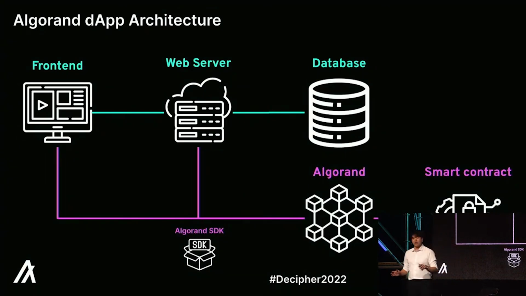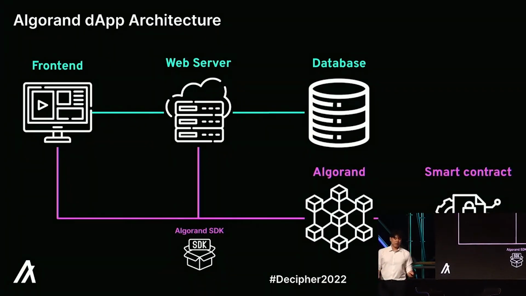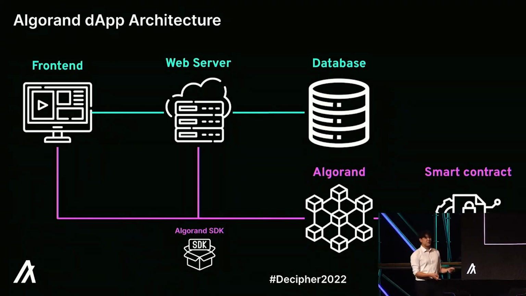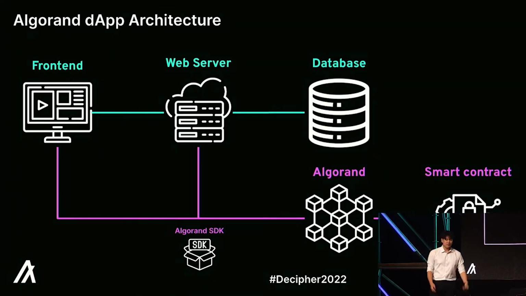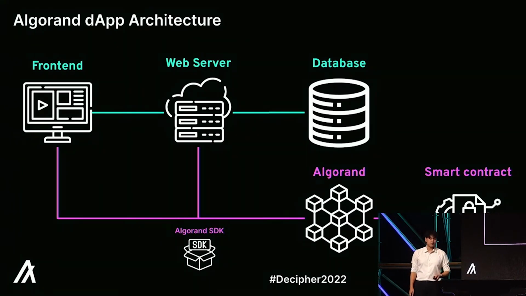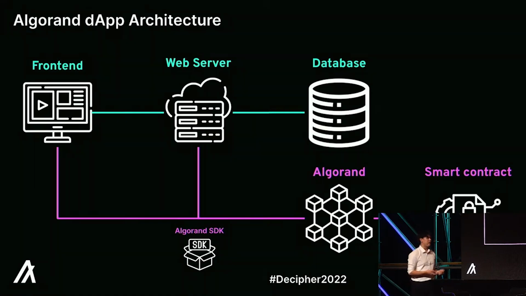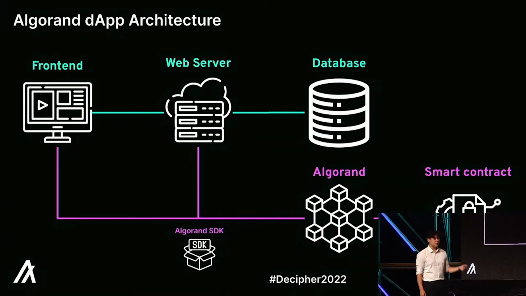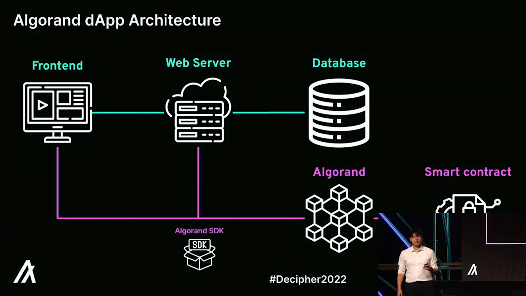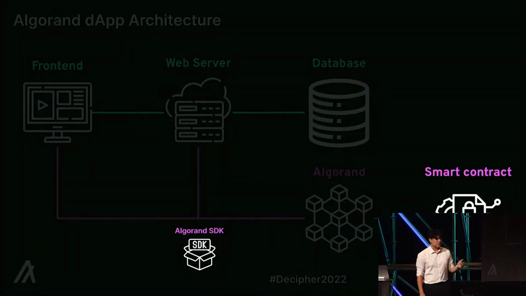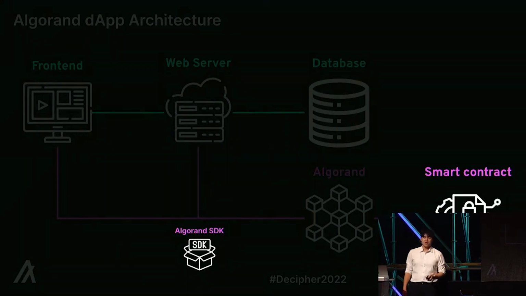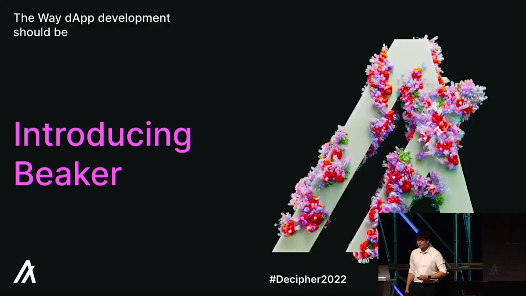And on the Algorand blockchain, you deploy a program called a smart contract, which is a program that lives on the blockchain that executes transactions under certain conditions. And that smart contract is executed by the Algorand virtual machine. Now, to deploy and interact with the smart contract, you use the Algorand SDK, either directly from the front end or through the web server. Now, today, I'm going to focus on these two things right here, the smart contract and the Algorand SDK, because that's what the Beaker framework improves.